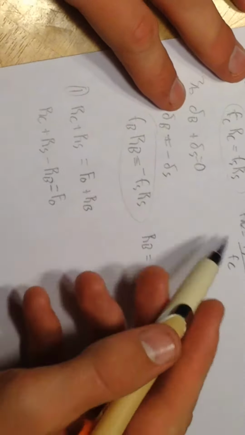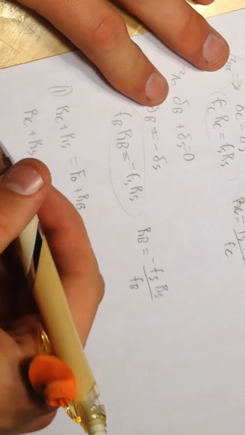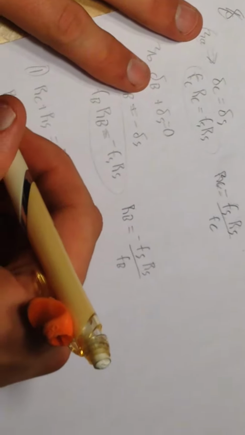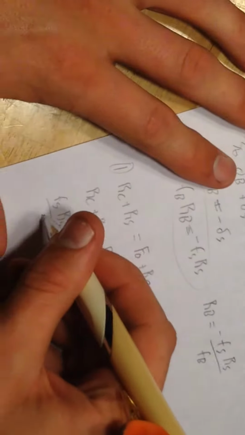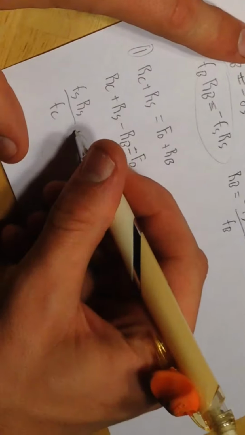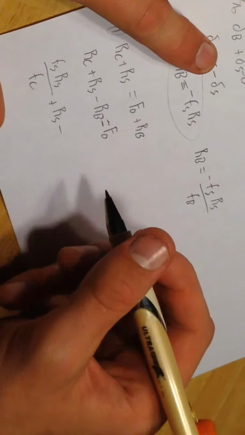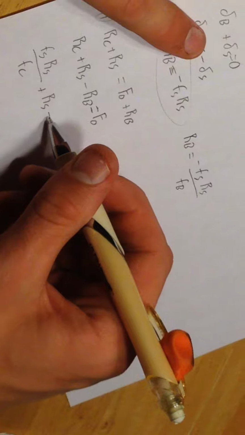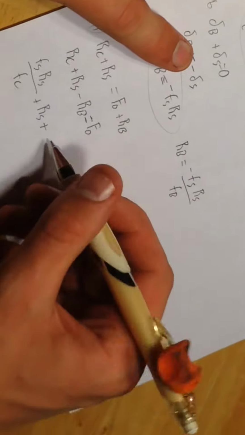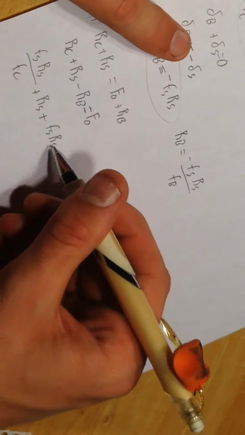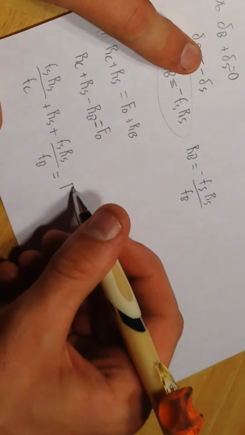Okay, so now we want to substitute RC in here, so we see that RC equals FSRS over FC. So I'll just plug that in here. FSRS over FC, and we have the plus RS, and again the same thing for RB here. So we're going to have minus and negative, so it's going to end up being adding. So we'll have FSRS over FB, and everything here is equal to F naught.